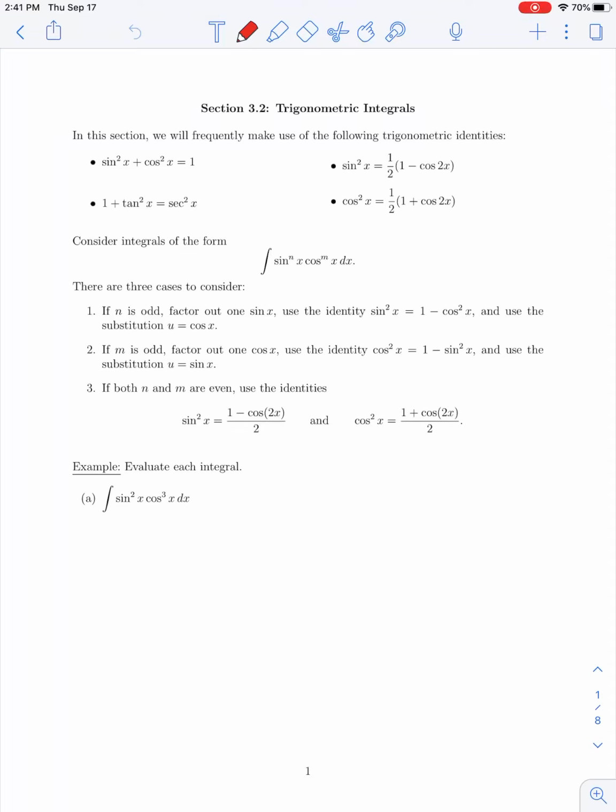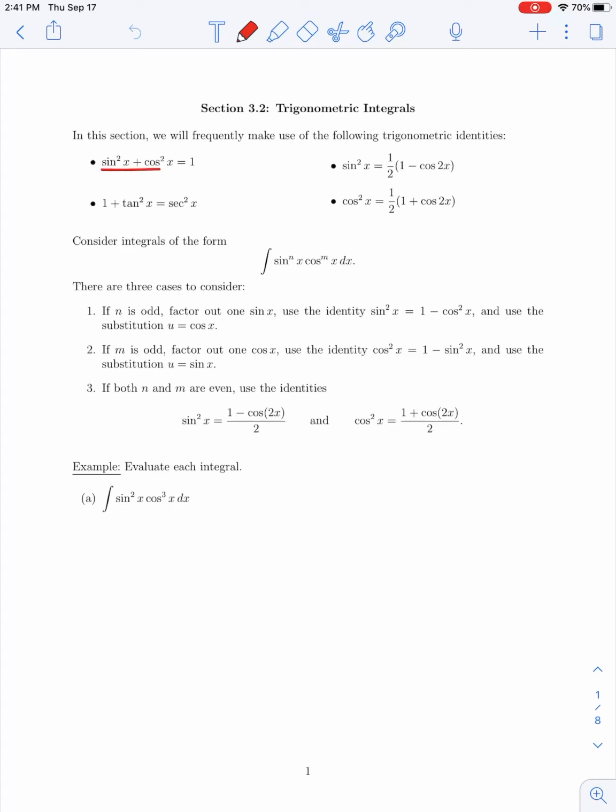Okay, in this lecture we're going to cover the first part of our section 3.2 material on trigonometric integrals. Before we jump into the material for this section itself, let me mention that we're going to make frequent use of some trig identities throughout this section. There are 4 trig identities which I want you to remember.